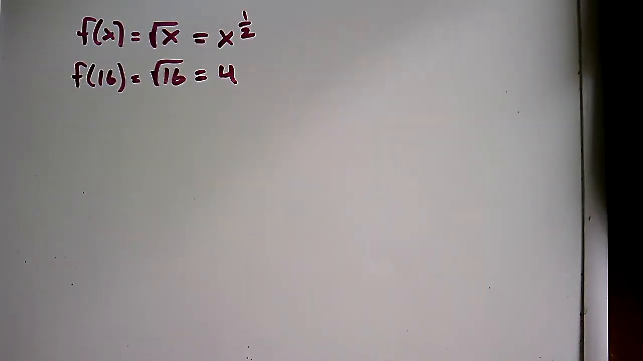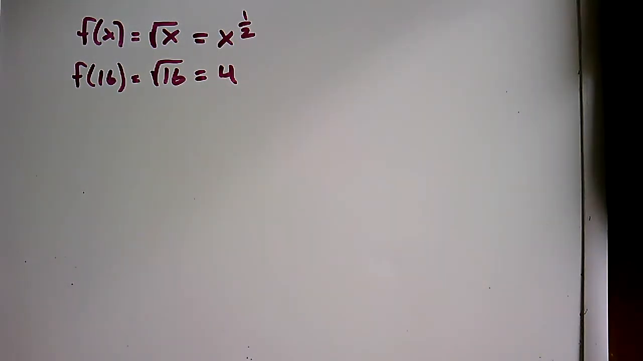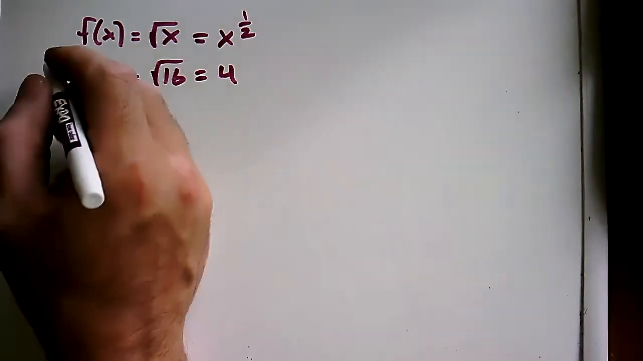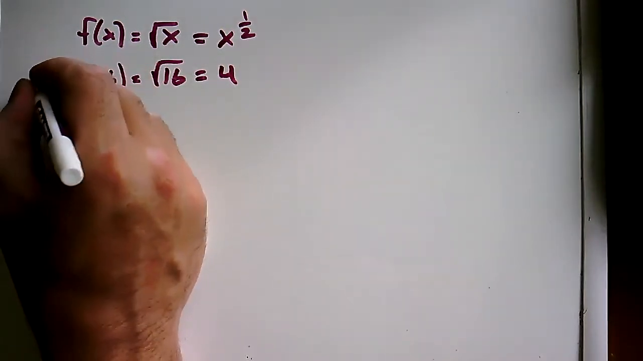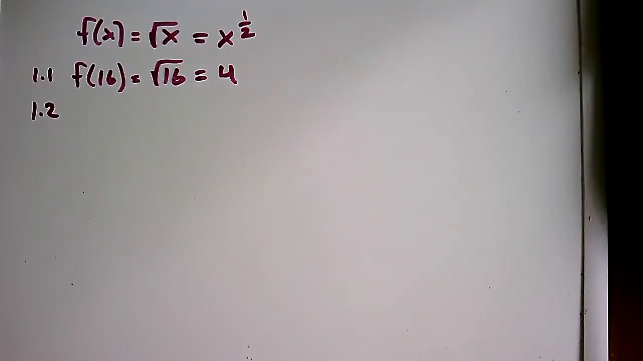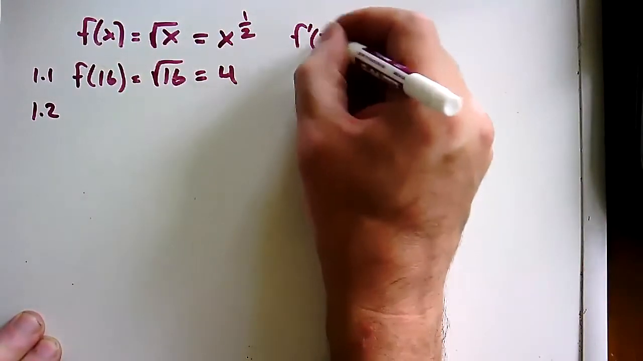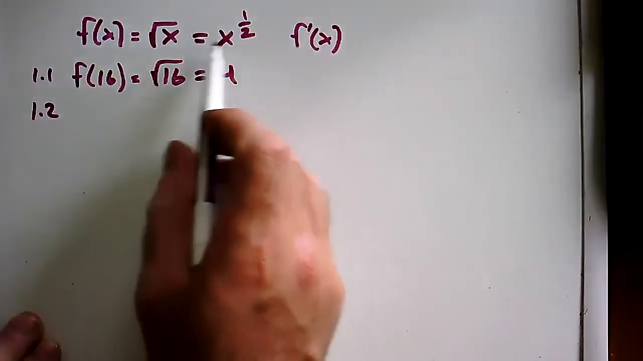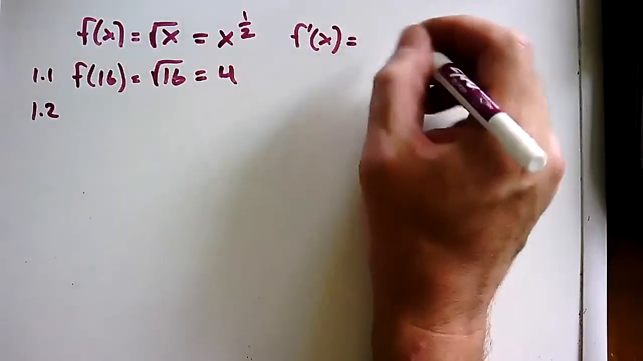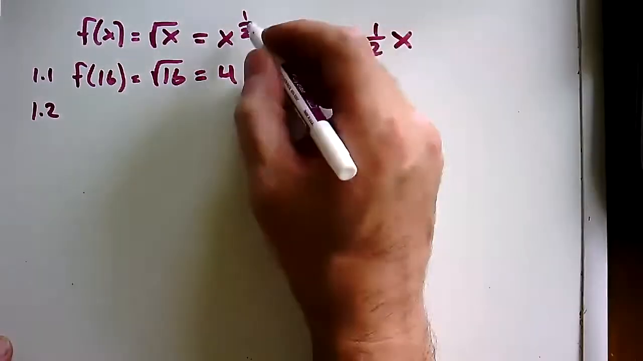That's why in the quadratic formula, for example, we have to put a plus or minus if we want both the positive and negative results. So this would be question 1.1. And then 1.2 asks us to evaluate f prime of 16. So first we'll need to find f prime of x. Since f of x is just powers of x, we can use the power rule. So 1/2 comes out in front, and then the power will drop down by 1.